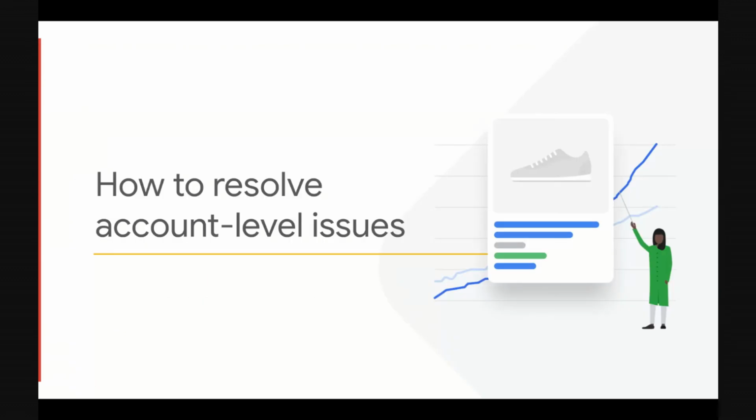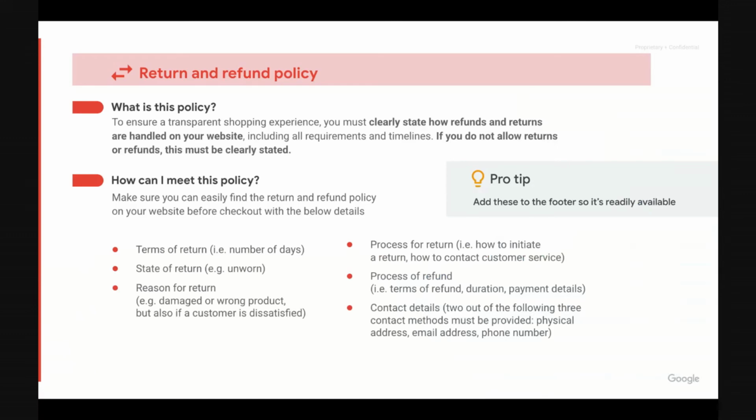All right, in the last section, how to resolve account level issues. I wanted to go into a little bit more detail about what these are, just because this is a common occurrence that we do see. Ultimately, in this case, this one is referring to returns and refunds. This is simply where you want to state how returns and refunds are handled on your website. Keep in mind that if you do not allow returns, that is okay, but you just need to make sure that that is clearly stated on your website. The best way to do this is by adding a footer at the bottom of your website with a link to your returns page, where you have all the information about how you manage and process returns.